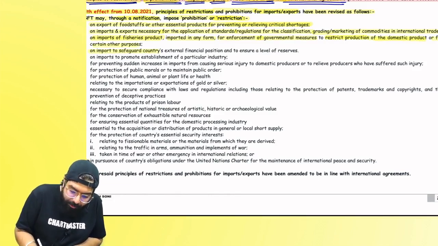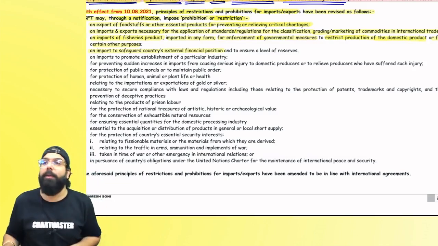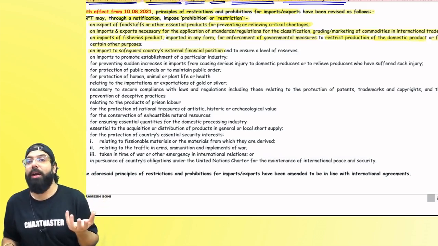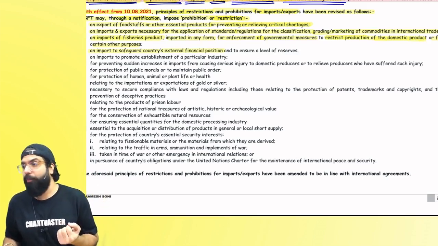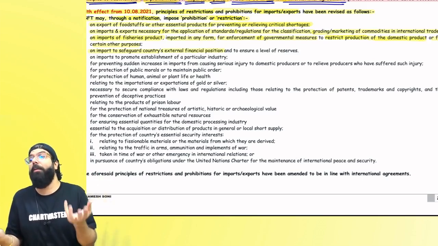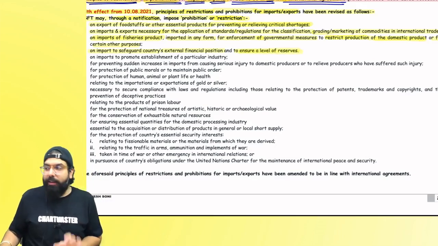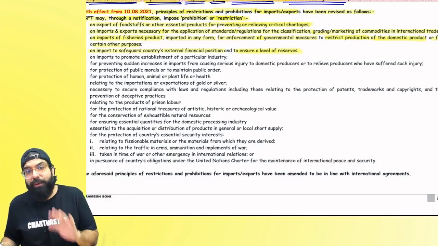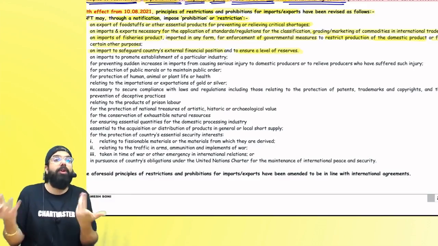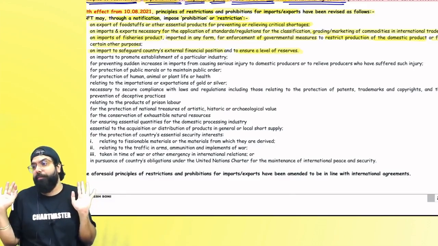On import, to safeguard the country's external finance position, the government is saying we want to safeguard our country's financial position. We don't want to export because it will become an unfavorable balance. And to ensure the level of reserves, we want to maintain the level of reserves. So we don't want to import. We are creating a restriction.